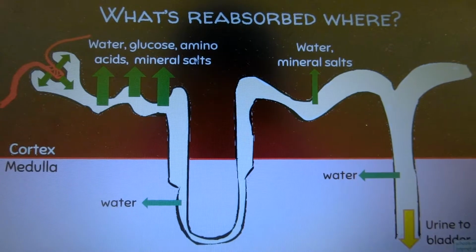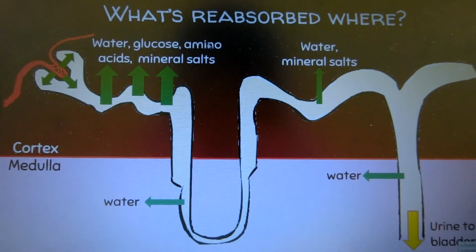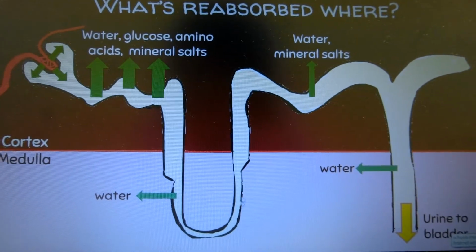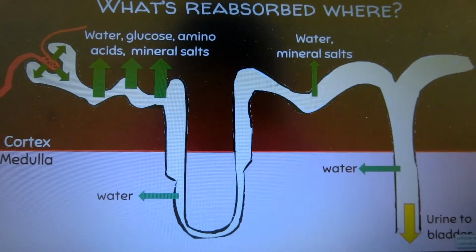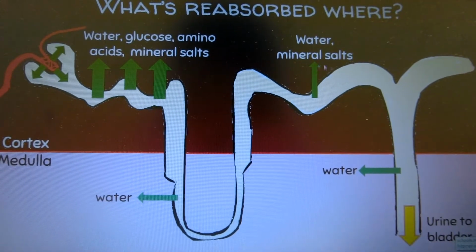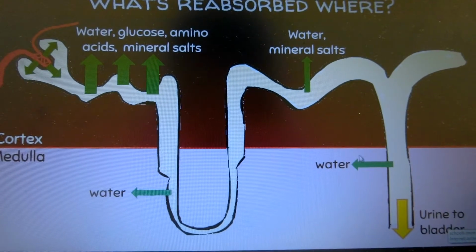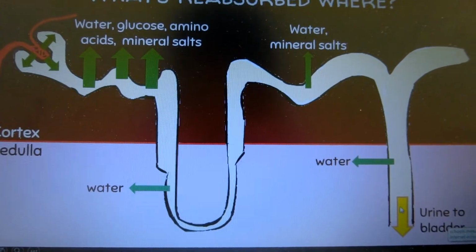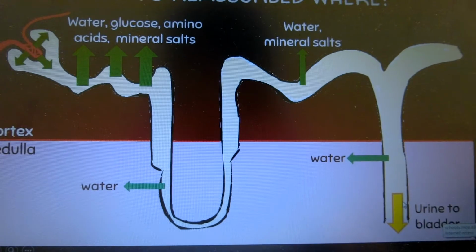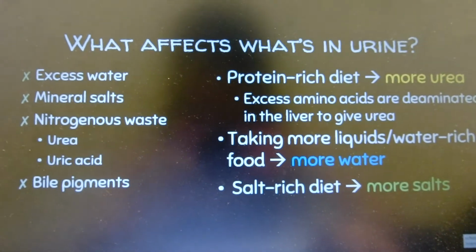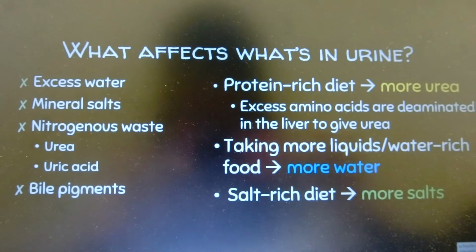Over here, all glucose, all amino acids, a large amount of water, a large amount of mineral salts. Over here, loop of Henle, water. At your distal convoluted tubule, water and mineral salts. At your collecting duct, water. And what comes out as your urine will be your excess water, excess mineral salts, as well as your nitrogenous waste. Okay, that's all.